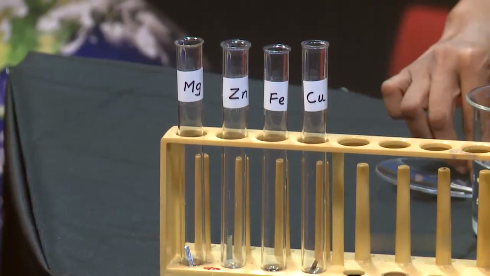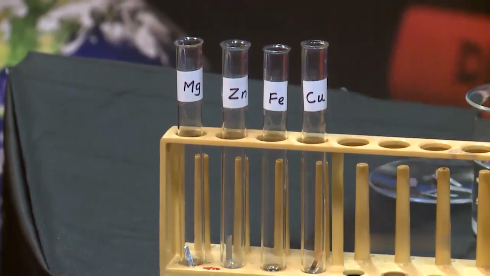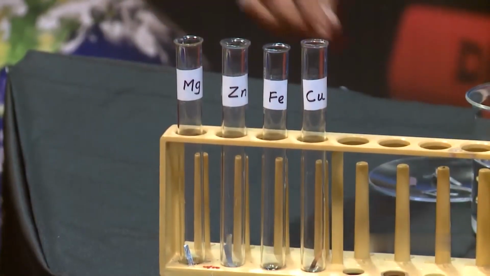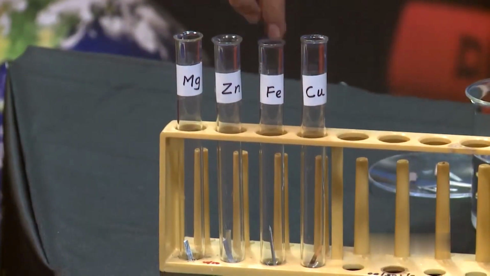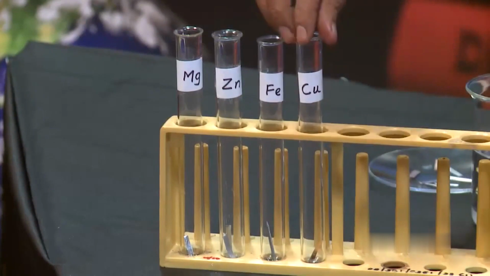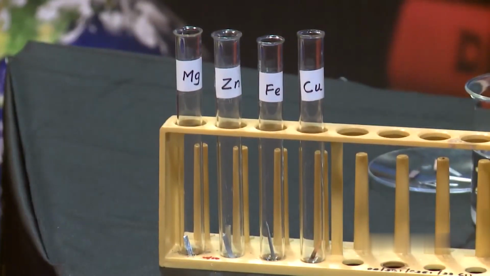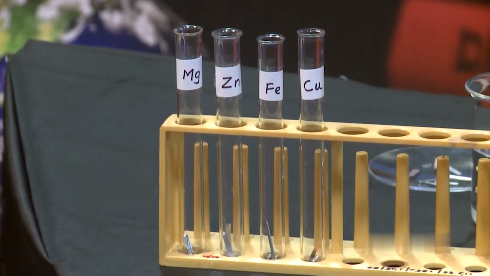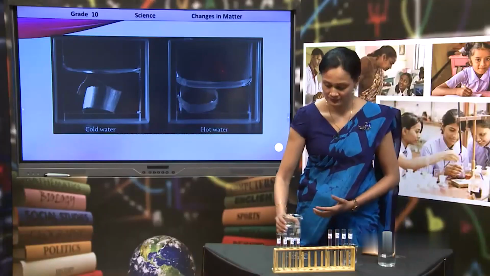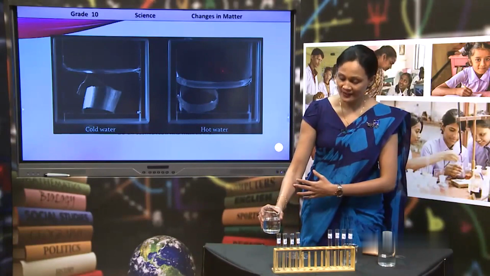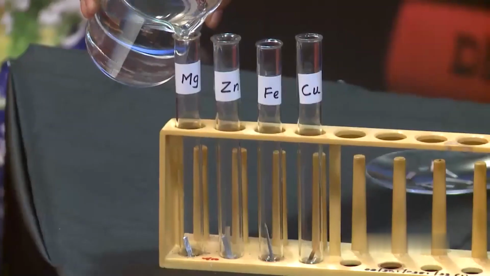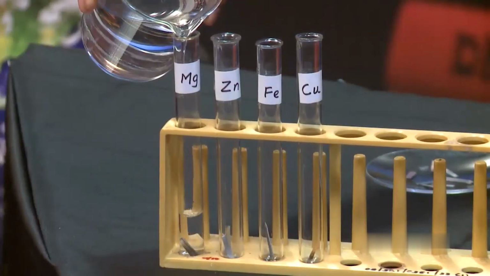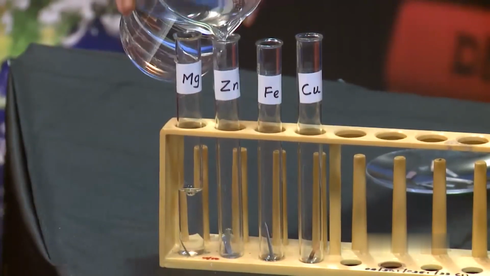then zinc and iron and here copper. Now I am going to add cold water into each test tube. Look at this very carefully because you can observe what happens in there.